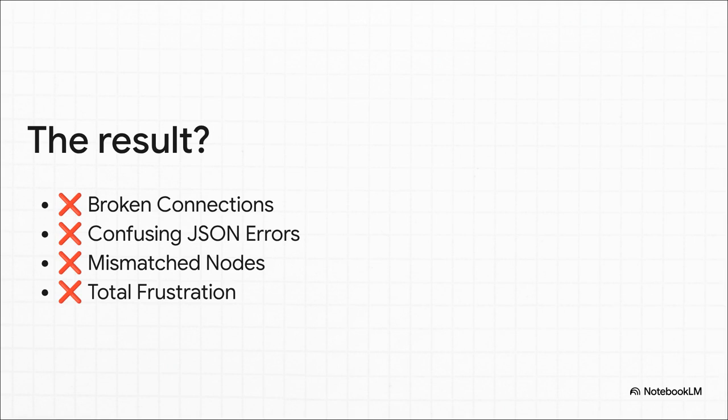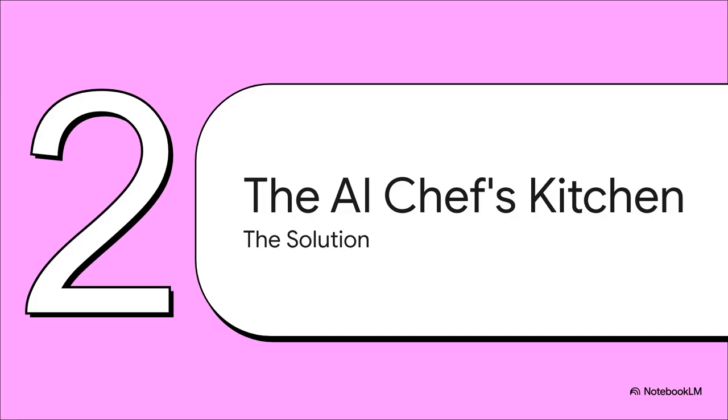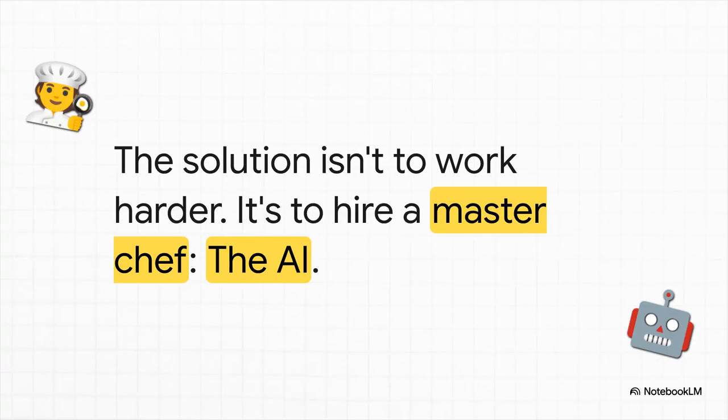So, okay, that's the wall. How in the world do we get over it? And that right there brings us to the solution. We're not going to try to climb the wall. Nope. We're going to use a secret weapon to go right through it. Welcome to the AI Chef's Kitchen. So the big idea here is simple. Stop trying to be the expert yourself. Instead, you bring in a master chef. And in our case, that's an AI, like Claude, to do all the heavy lifting in the kitchen. You just tell the chef what you're in the mood for, and they handle all the complicated steps.